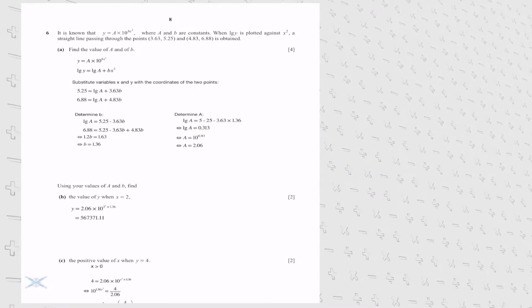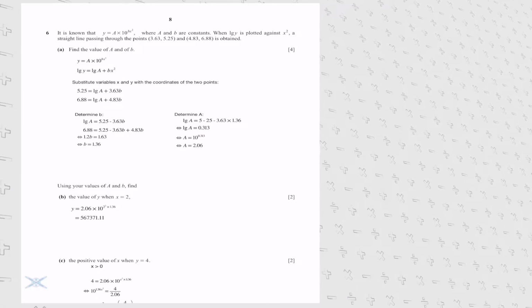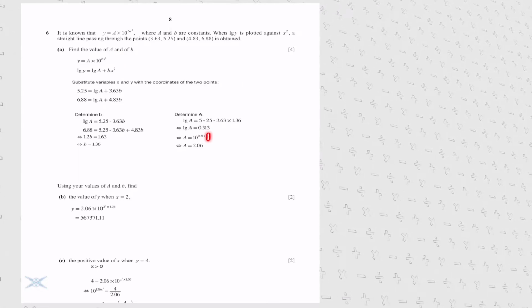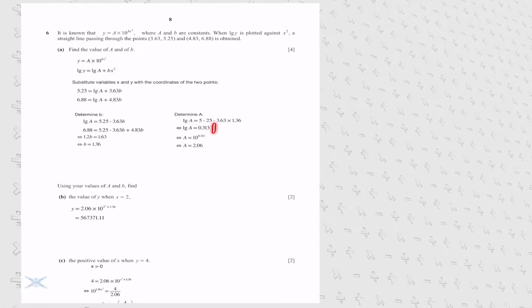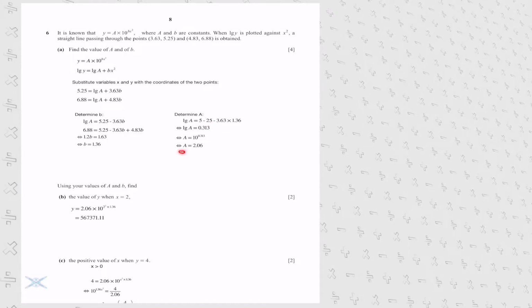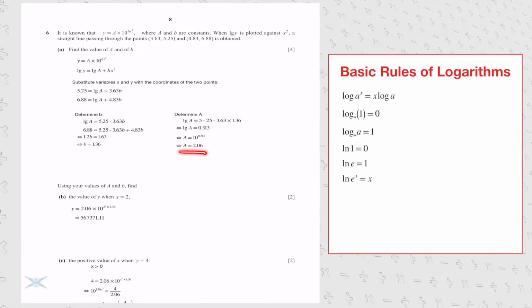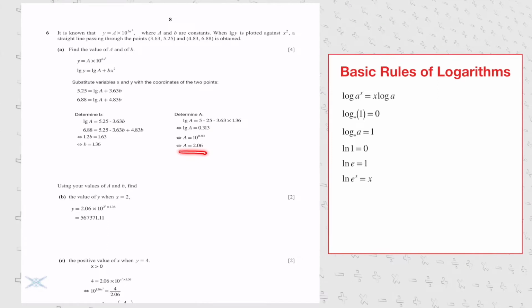And similarly to the start of our exercise, we will have to solve this exponential function with the application of the basic laws of logarithms. After applying this method, we are able to conclude that the value for a equals 2.06.